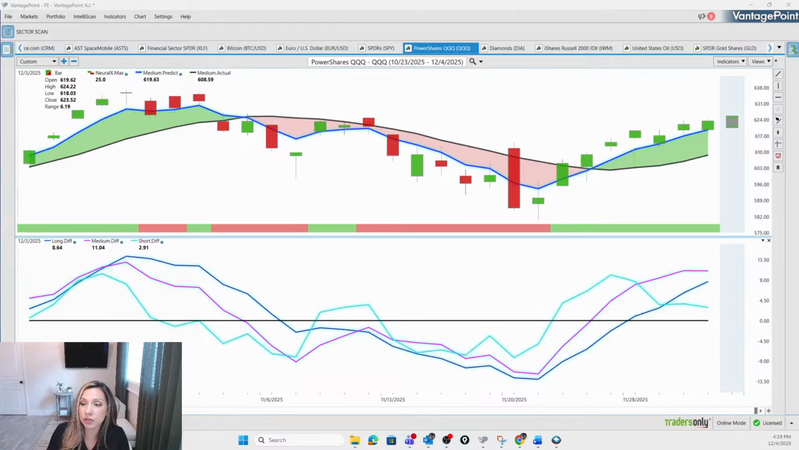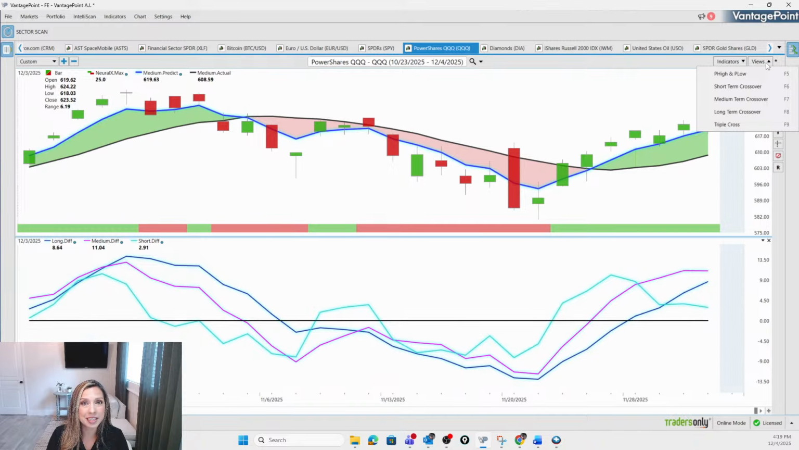And yes, we're still green on the 2-day. Absolutely. We are still green on the 2-day. And that's my point, right? If we actually take a look, and I'm going to show you guys something. For those of you who are newer to VantagePoint, this might be the first time you're seeing that.